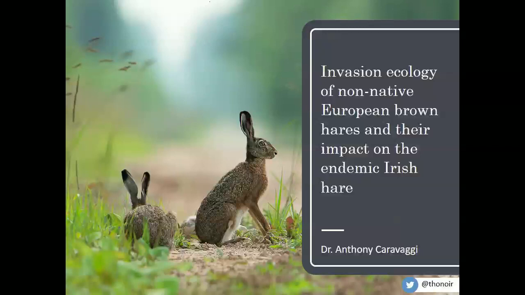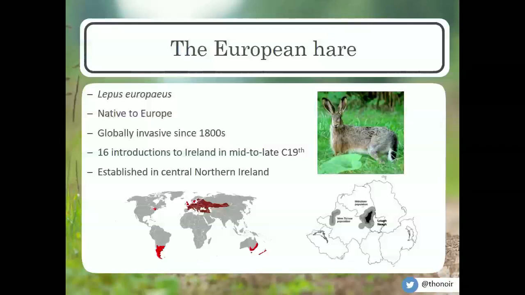So Lepus europaeus, European hare, native to Europe and the Asian steppes. In the native range, populations declined due to agricultural intensification, but it's been introduced to a large number of countries and islands worldwide, and is considered globally invasive as it often displaces ecological competitors, for example, mountain hares in Sweden or Mara, a large rodent in Patagonia.